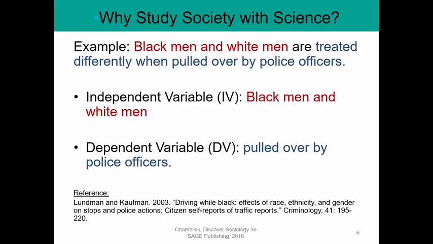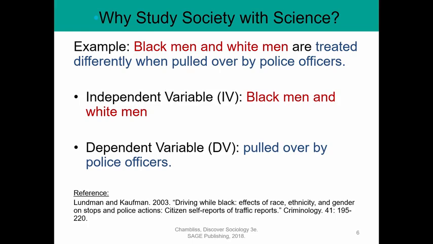So for example, my hypothesis could be that black men and white men, that's my independent variable, whether you're black or white, are treated differently when pulled over by police officers. So my independent variable there is black men and white men. We're not talking about Hispanic men. We're not talking about Asian men. We're not talking about black women or white women. We're talking about black men and white men. That's the independent variable. And the dependent variable is treated differently when pulled over by police officers.